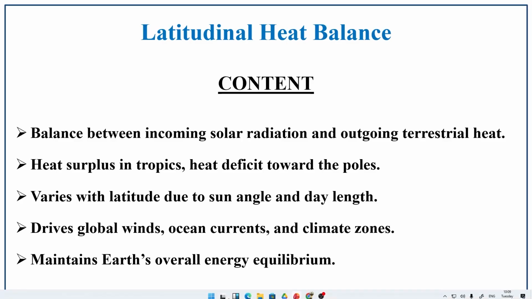The atmospheric heat budget is the balance between the incoming solar radiation and the outgoing terrestrial radiation, that is infrared rays. In the latitudinal heat balance, we will be discussing the balance across the entire earth surface, the entire globe, whether across latitudes or longitudes. This will be discussed in this lecture.